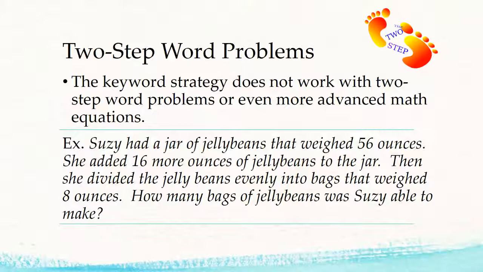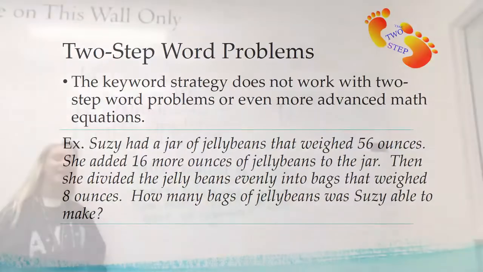For example, Susie had a jar of jelly beans that weighed 56 ounces. She added 16 more ounces of jelly beans to the jar. Then she divided the jelly beans evenly into bags that weighed 8 ounces. How many bags of jelly beans was Susie able to make? In this word problem, a student would need to do addition, then division to get the answer. If a student was looking for a keyword, then there would be no way to solve this problem. It has to be done in 2 steps.